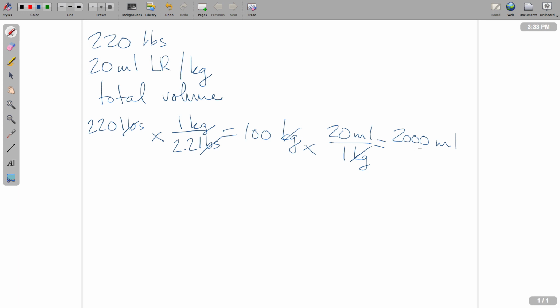So this is our answer here. Our answer is 2,000 milliliters. This is the number that we were after, and 2,000 milliliters would be the total volume to be administered to this patient. All right, so this was to calculate a total volume only. We'll come back and continue on with the next step of this in the next video.